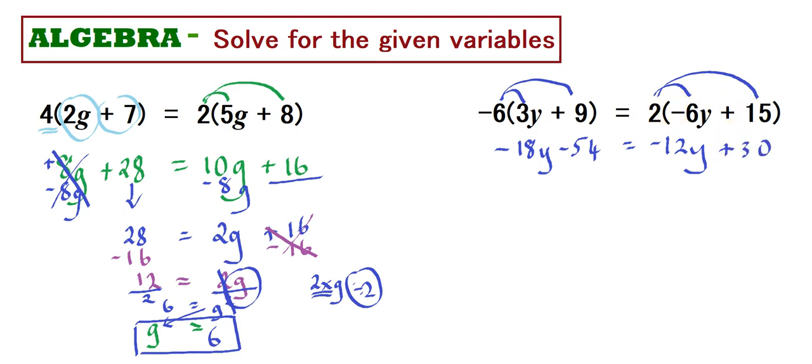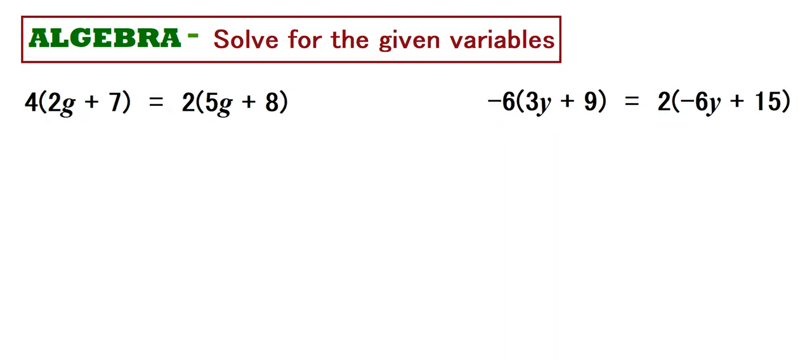Okay, so now we can start to solve. We want to have y on one side only, so let's tidy that up. Let's start with the lowest value term with a y in it, and that's minus 18y, so we'll do the opposite. We'll add 18y.